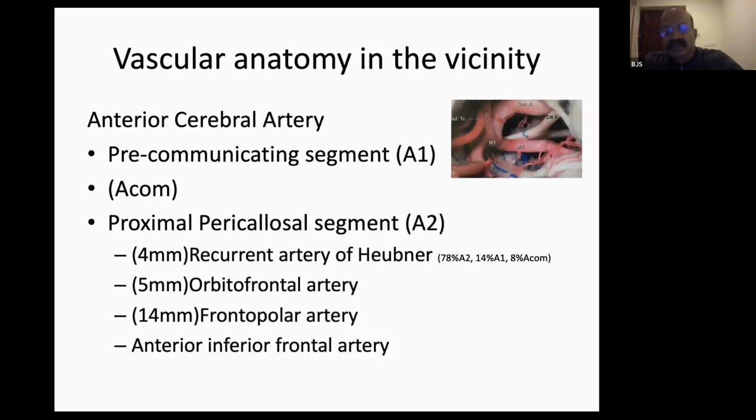This part of the anterior cerebral artery is very important in the sense that many of the perforators arise from this region, the A1 perforators, a continuation of the ICA bifurcation perforators. One of the most important perforators in this region is the recurrent artery of Heubner. It arises from the A2 in almost 78% of the cases, from A1 in 14% of the cases, and directly from the ACOM in 8% of the cases.